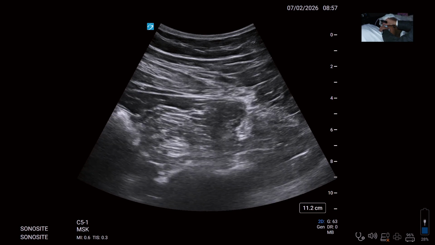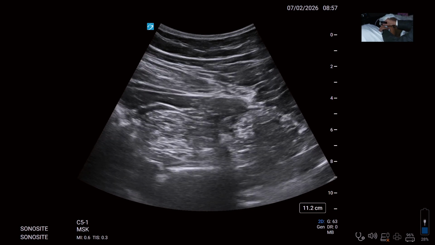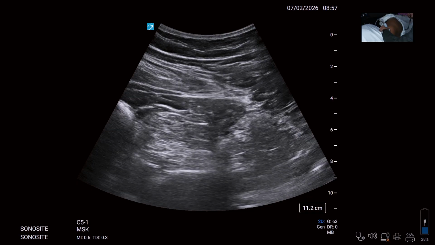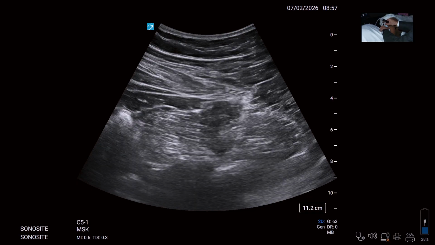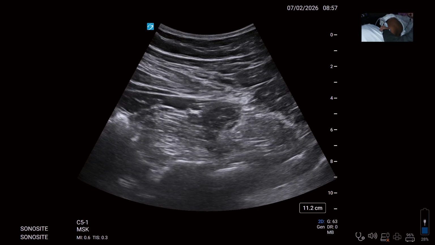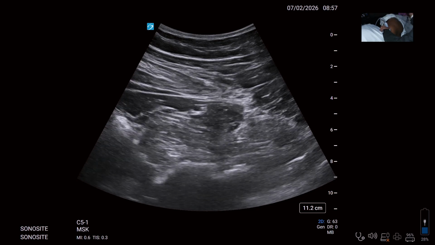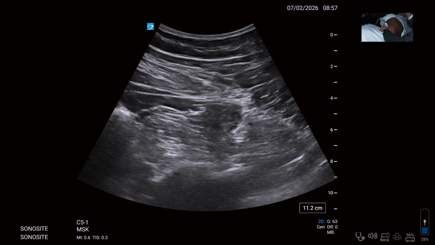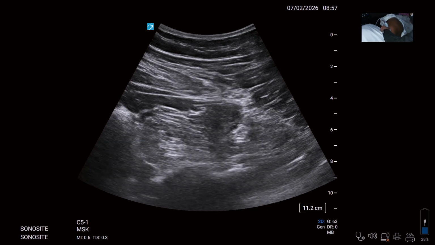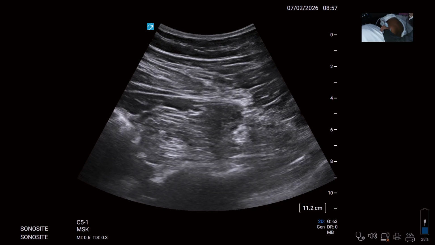Now is it bypassed? Can you visualize? Okay. Now is it bypassed? Yes. So what I am seeing, this white hyperechoic structure would represent very well the lumbar plexus. But in order for me to confidently say it is lumbar plexus, what do I need to do?